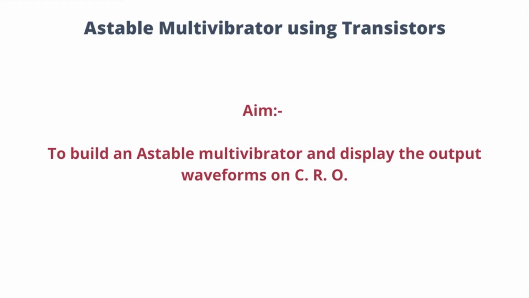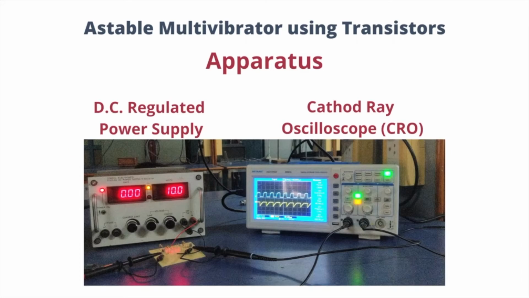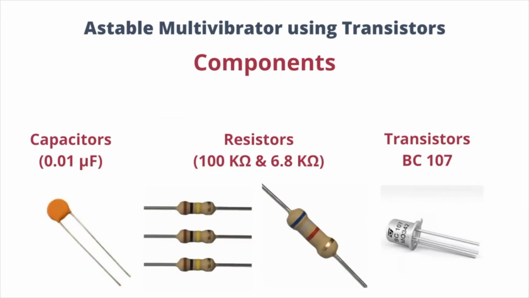For this particular experiment, we need some apparatus. The apparatus required are a DC regulated power supply and a cathode ray oscilloscope, which we call a CRO. These are some of the components without which we cannot build our Astable multivibrator circuit, right? So we need a 0.01 microfarad capacitor, 100 kilo ohm and 6.8 kilo ohm resistors, and BC01 transistors. We will require two transistors.